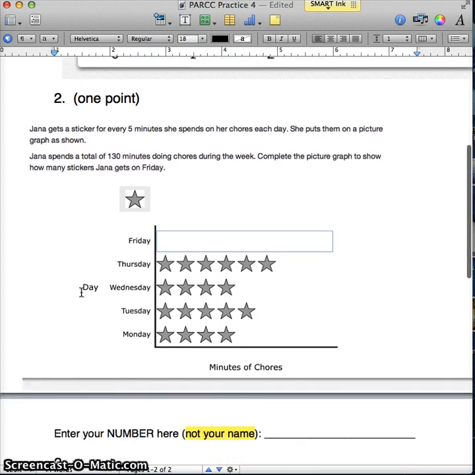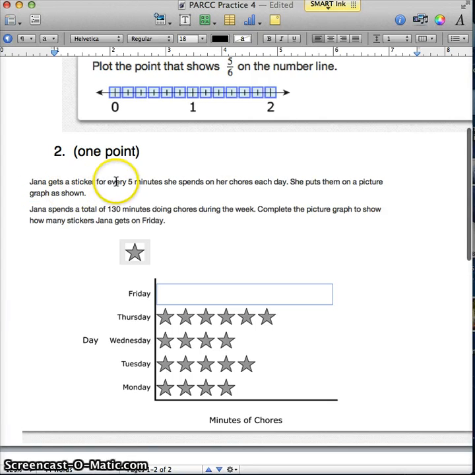Here we go. Jana gets a sticker for every 5 minutes she spends on her chores each day. She puts them on a picture graph as shown, and they've given you a pictograph right here. And then they give you an answer here that you're going to need to use later. This is a weird 2-part question.